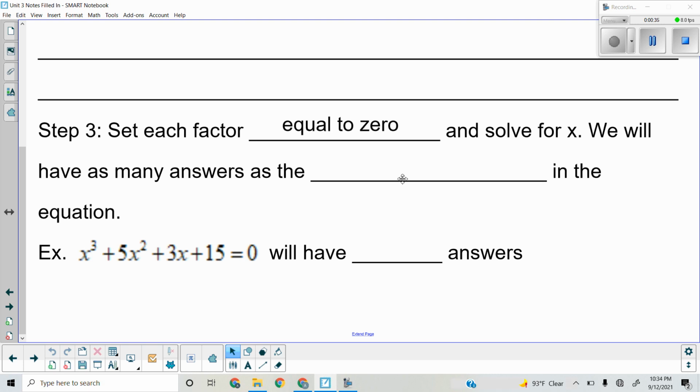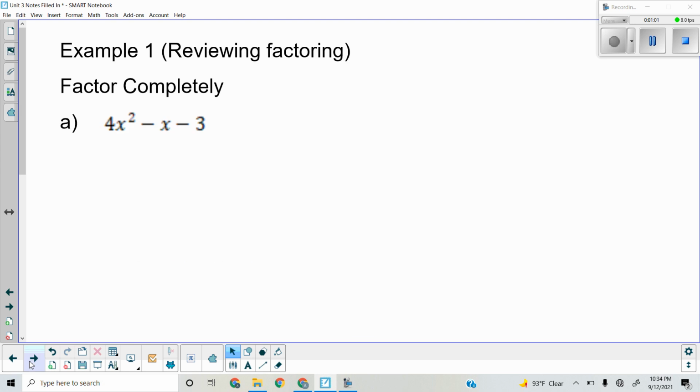We will have as many answers as the largest exponent in the equation. So for example, when we look at this equation, our largest exponent is 3. So that means we will have 3 answers. So before we solve by factoring, let's review factoring.